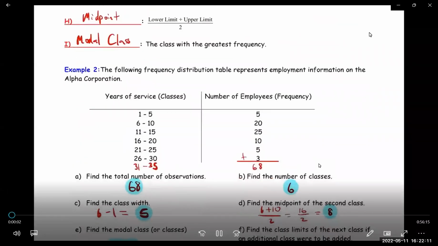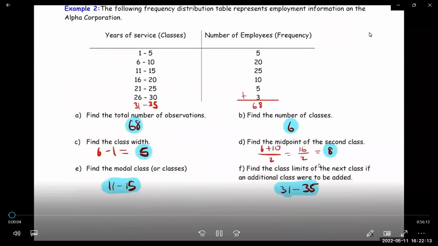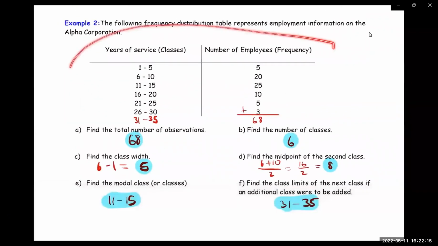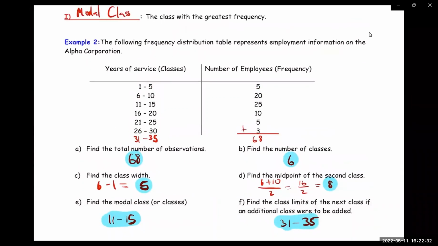So let's just recap really quickly what we have so far. This is called a frequency distribution table. These are called classes. There are 1, 2, 3, 4, 5, 6 classes, and we added a 7th. And these are called the frequencies for each class. So there are 5 employees that have served 1 through 5 years. There are 20 employees that have served 6 to 10 years, so on and so on.